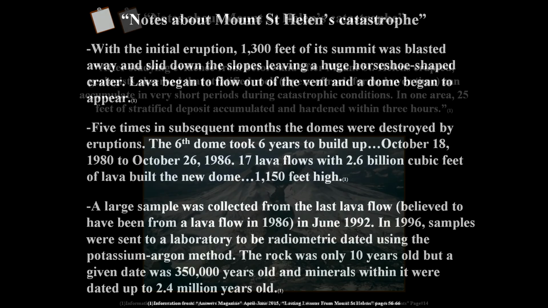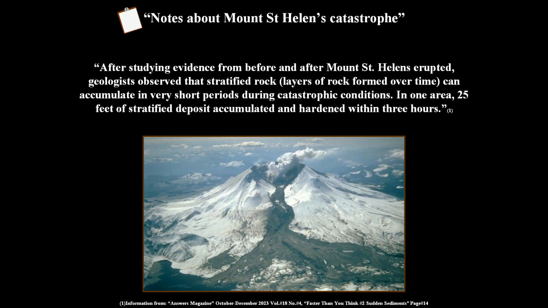How can that be? After studying evidence from before and after Mount St. Helens erupted, geologists observed that stratified rock, layers of rock formed over time, can accumulate in very short periods during catastrophic conditions. In one area, 25 feet of stratified deposit accumulated and hardened within 3 hours. Within 3 hours.